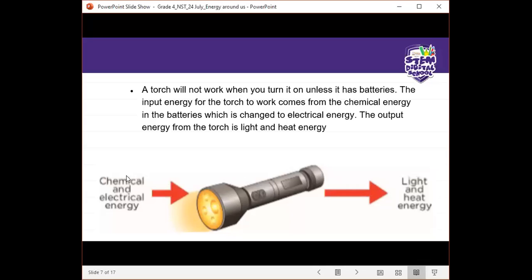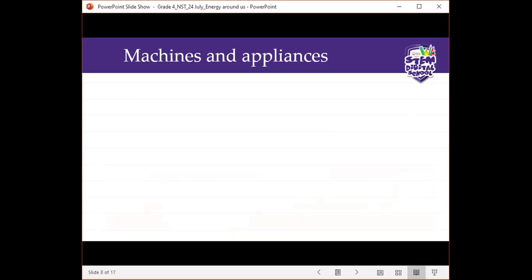Where we use chemical and electrical energy and it gives us light as well as heat. Okay, then let us look at machines and appliances.